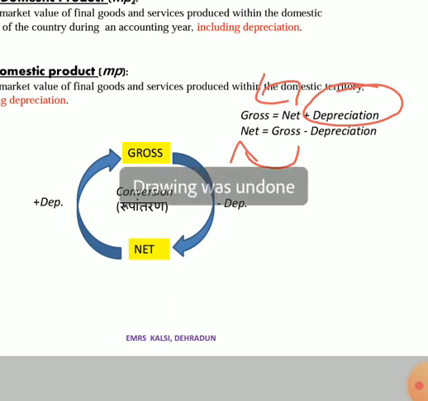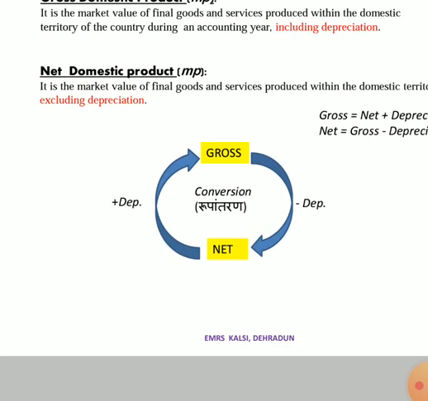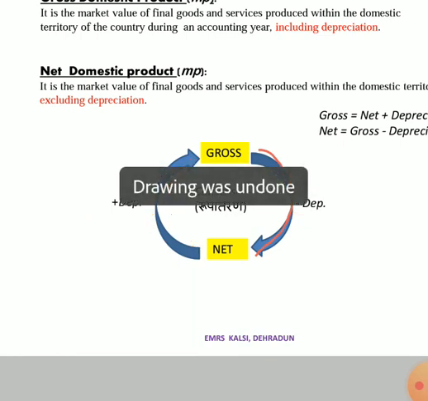By this flowchart we can easily understand this formula. If we have to convert gross into net, we have to subtract the depreciation. And if we have to convert net into gross, we have to add the depreciation. So this is the first formula, gross and net.